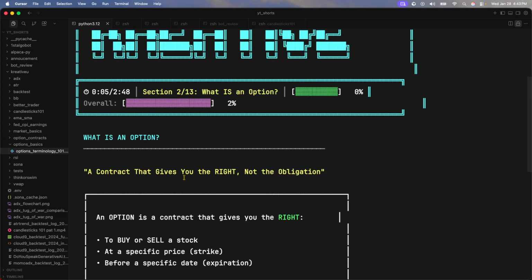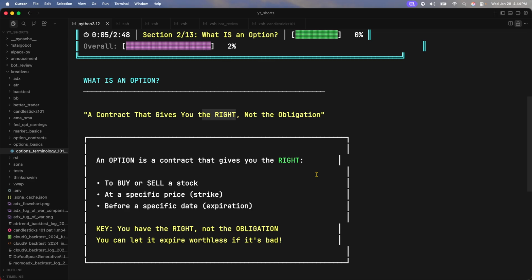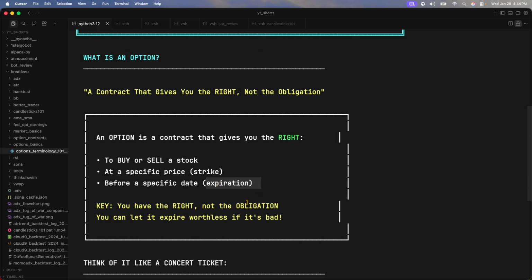An option is a contract that gives us the right, but not the obligation, to buy or sell a stock at a specific price. That specific price is going to be our strike price, before a specific date. That specific date is going to be our expiration date. Key term here is that you have the right but not the obligation, right? And you can let it expire worthless, but that's bad, depending on how you do it.